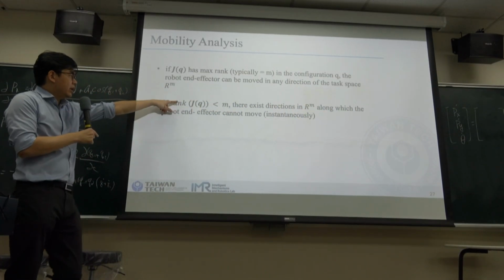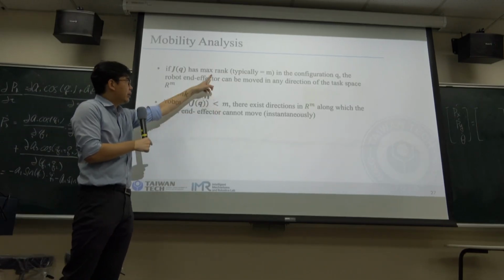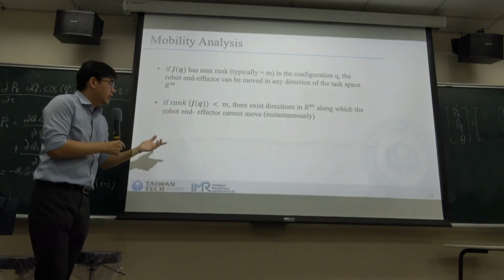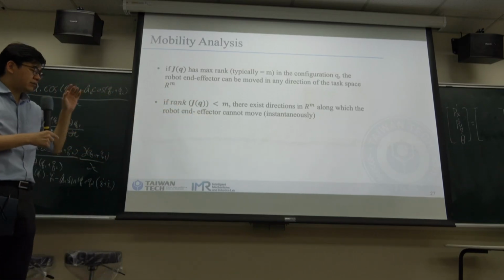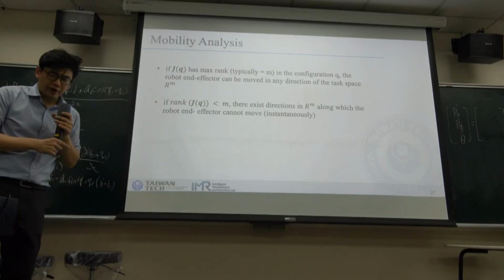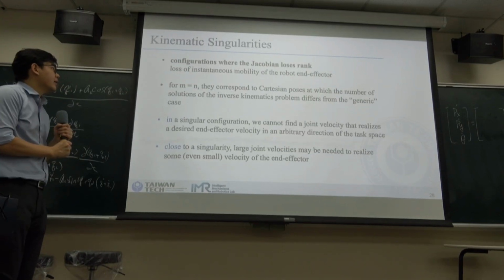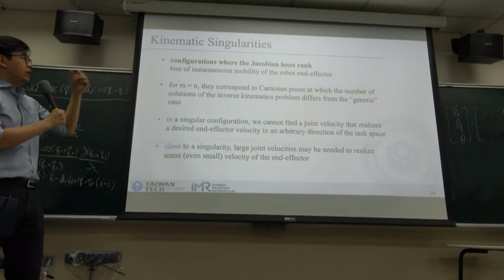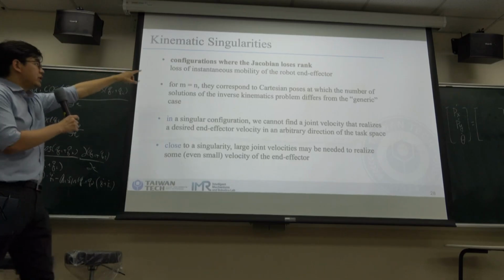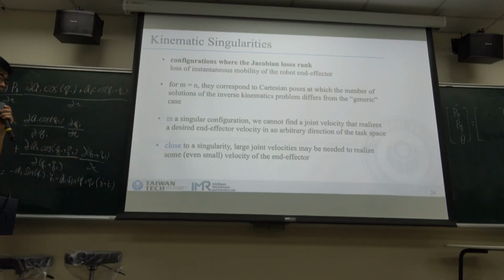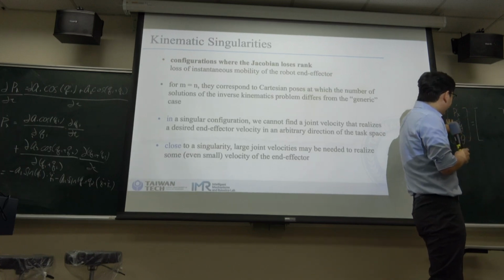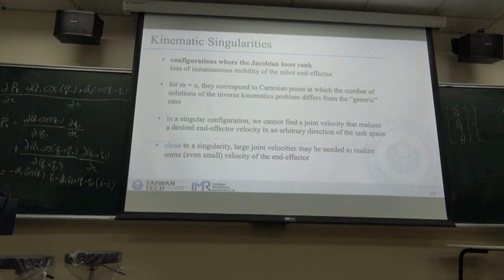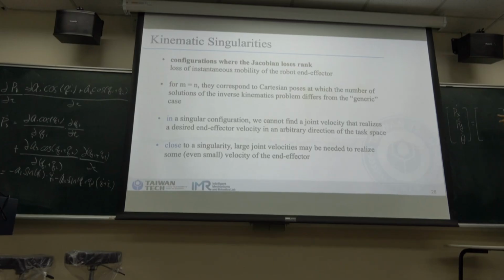So if the rank of the Jacobian matrix is less than your max rank, that means there is at least one direction of the n vector that cannot move. It's instantaneous, meaning it cannot move at this configuration. So in configurations where the Jacobian loses rank, the robot loses instantaneous mobility of the n vectors. This means there is one direction in the task space you cannot move. If you lose rank in your y directions, it means that in this configuration your robot is not able to move in y directions.